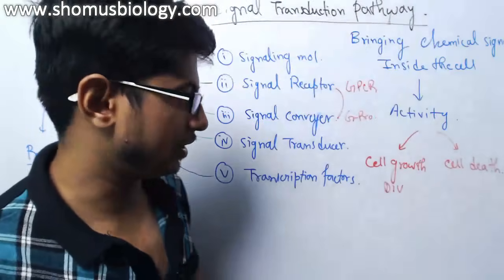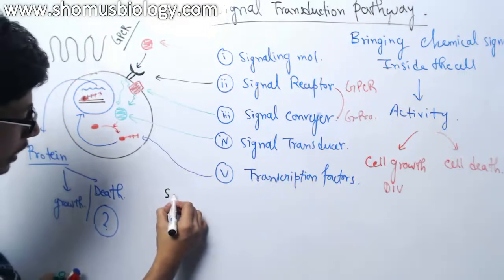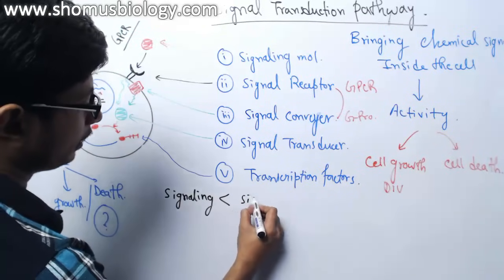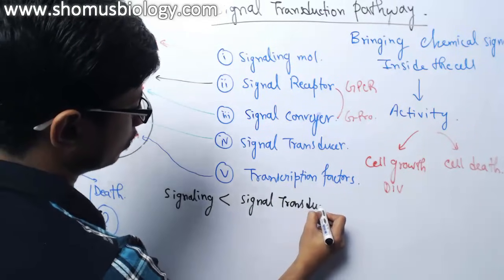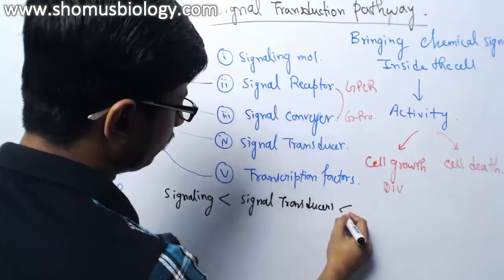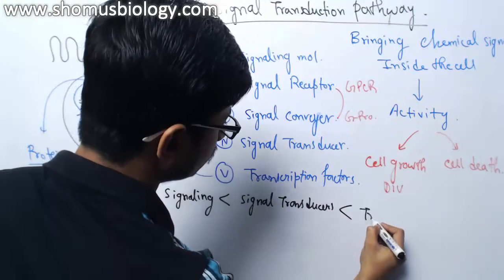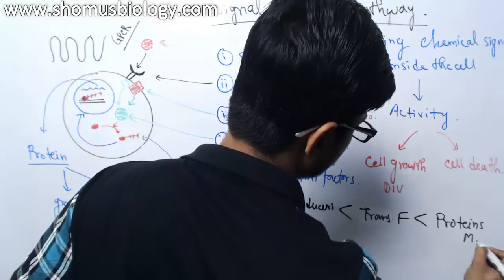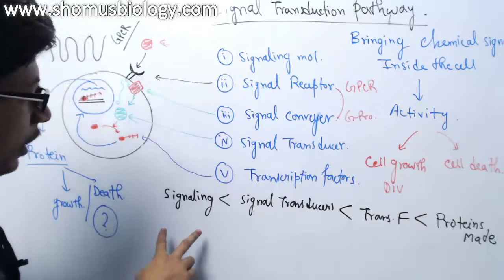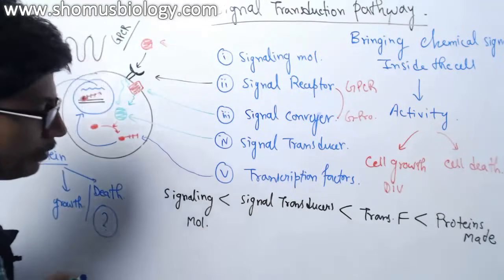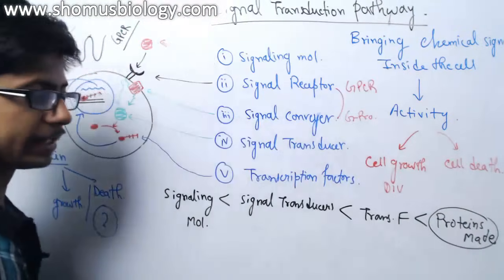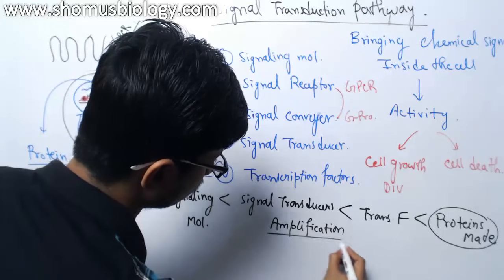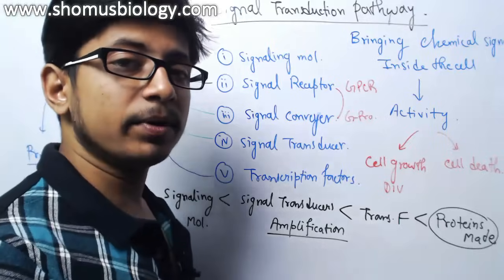So if I give you a hierarchy of this whole thing, I can write it like this. It starts with the signaling molecule, and there are multiple signal transducers. And then there are even more transcription factors, and there are even more proteins made. So you'll get the idea. There is only one signaling molecule that signals to produce more and more proteins at the end. That is known as signal amplification. So it's not only relaying the signal, it's amplifying too.